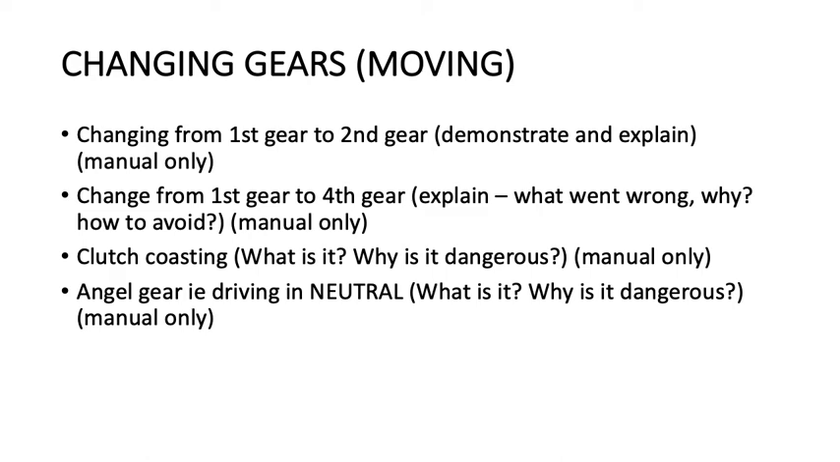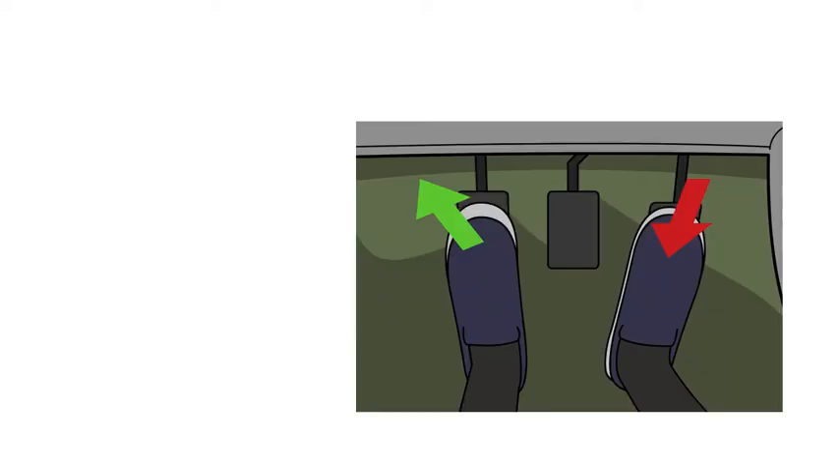Gear changing. So you might then move on to basic gear changing, such as 1 up to 2. And then if the student doesn't correctly control the gear stick, what happens when they go 1 to 4, for example. Clutch coasting. What is it? Why is it dangerous? And angel gear, which is probably more of a trucky term, but I still like to use it with manual learners. Angel gear, meaning if you're going to drive around out of gear, you won't have the control of the engine, and it's very dangerous, and we certainly don't want to end up in heaven any sooner than we need to, so that's why they call it angel gear.